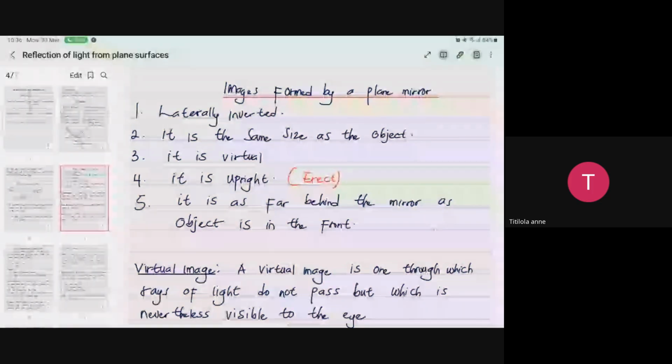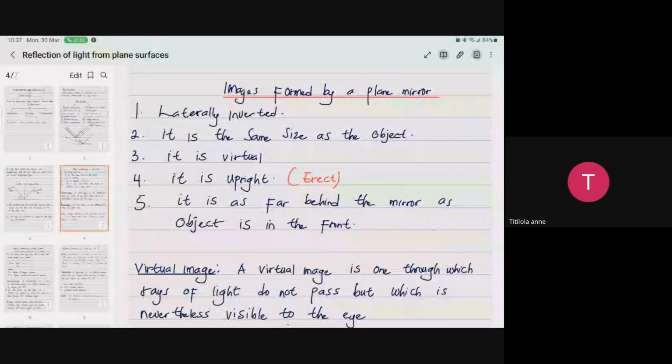Now, another key you need to know is that it is the same size as the object. There's never a time you look at a plain mirror and the size of your nose reduces. It is still the same size that you're seeing. It doesn't change. The mirror will not shrink the size. So the image from the plain mirror is the same size as the object, and it is virtual.